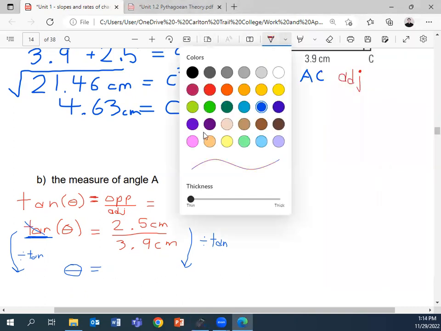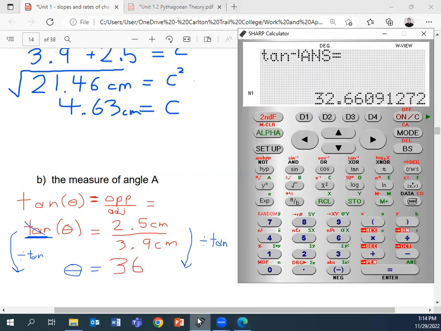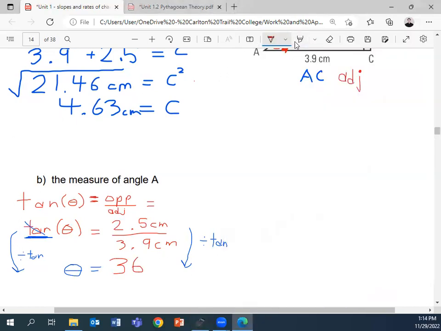So go back to red. So 36.6, to say 32. So it's 32.66, not centimeters, degrees. That little red circle here, that means degrees, right?